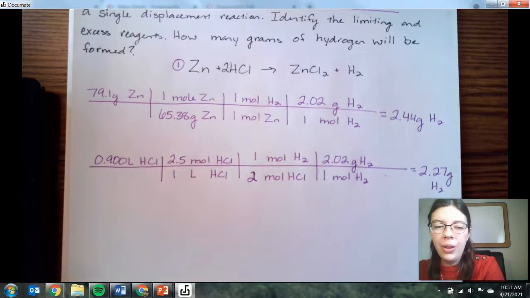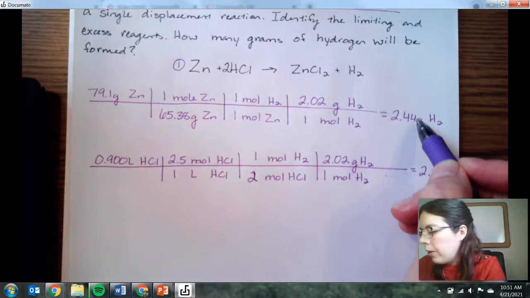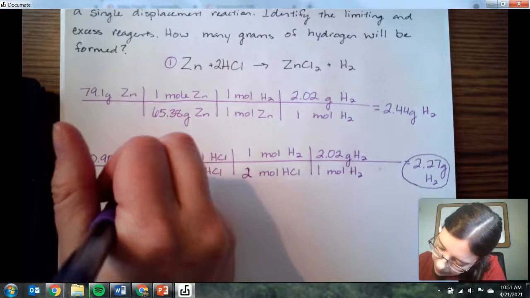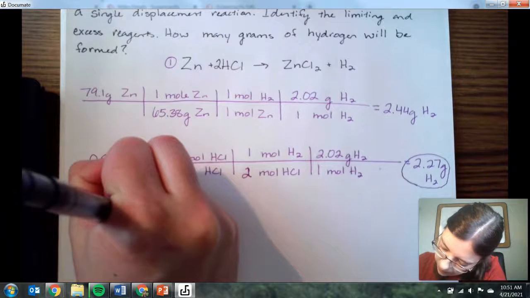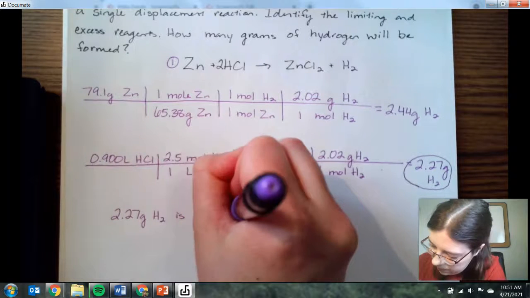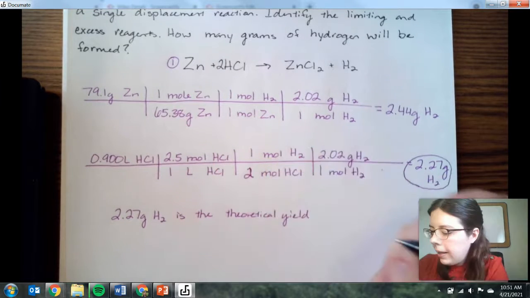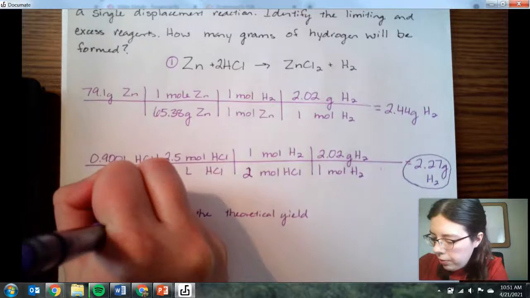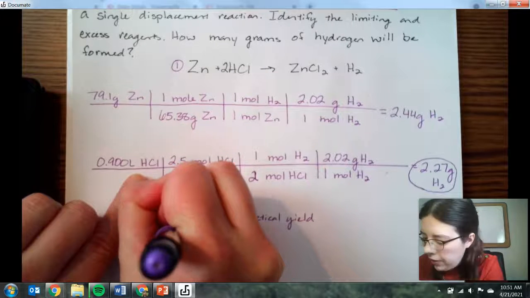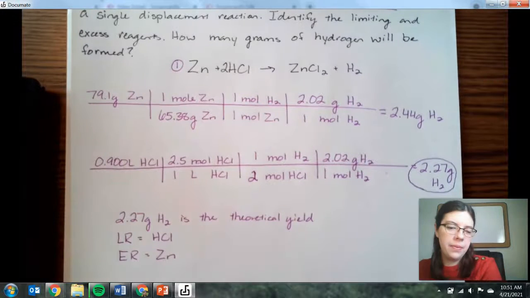Okay, so if I go ahead and look at this problem, my theoretical yield is going to be the smaller of the two numbers, which 2.27 is smaller. So that's going to be my theoretical yield. My limiting reagent, therefore, is the thing that I start with for that problem, so the HCl. And the other one is going to be my excess reagent, so that's going to be my zinc in this case.